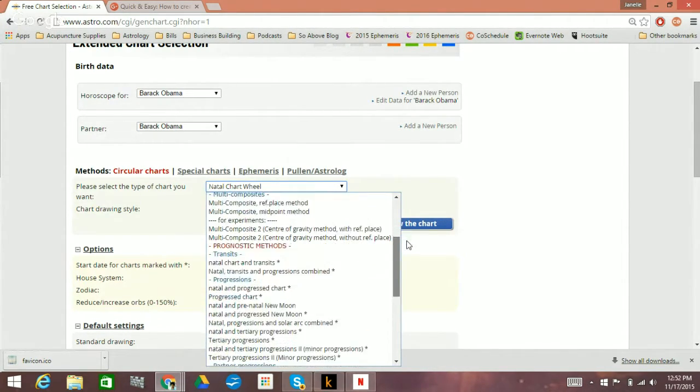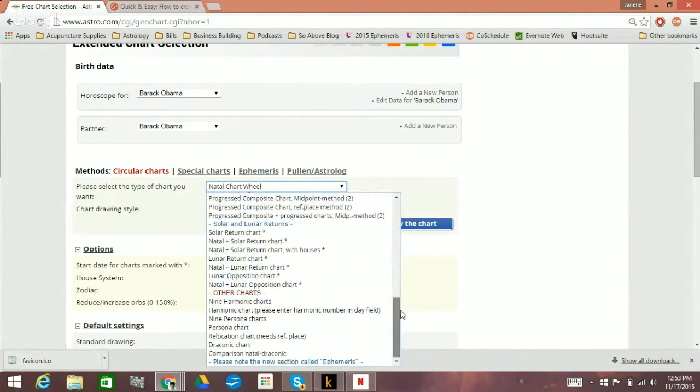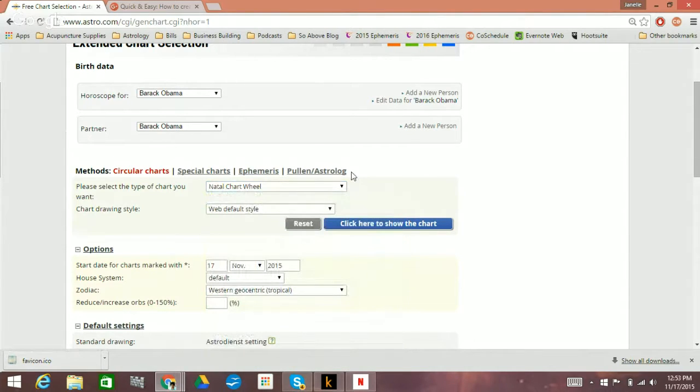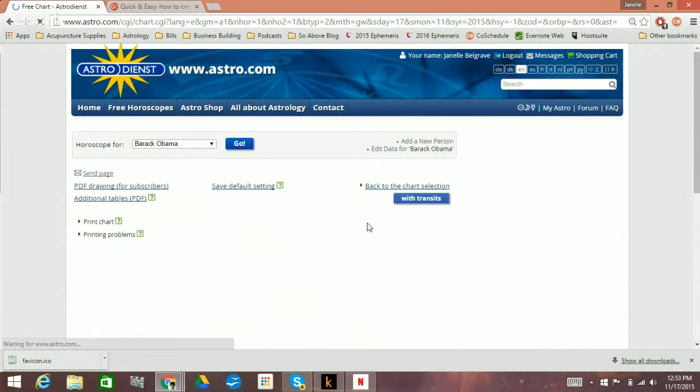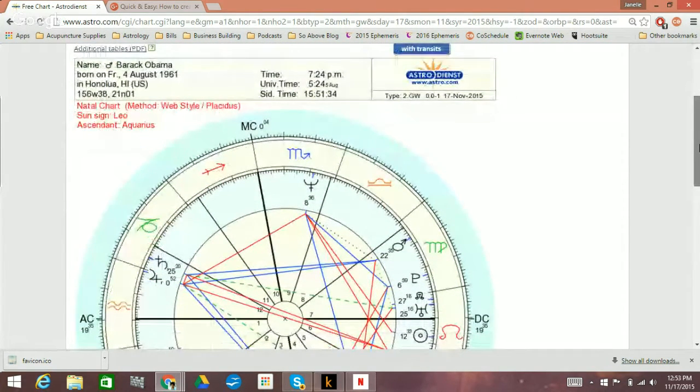And I'm sure I can make more videos to explain to you what all these charts are and what they do and how you can use them. But anyway, back to the natal chart. So we're going to click show the chart. And voila, this is the natal chart of Barack Obama.